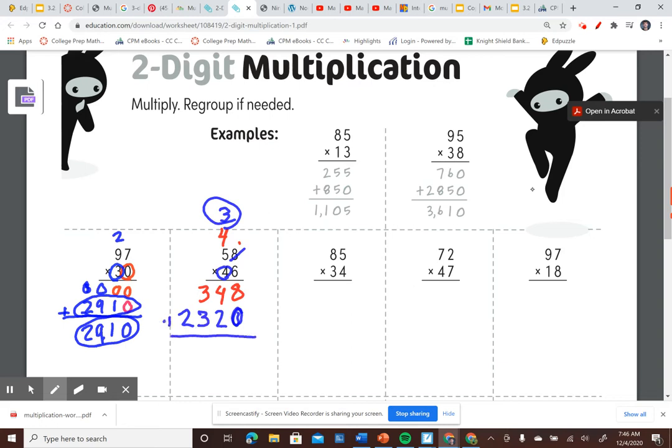In my final step, I need to add them together. So I'm going to do 8 plus 0 gives me 8. 4 plus 2 gives me 6. 3 plus 3 gives me 6. And then I just have my 2 here in my thousands place. So this would read as 2,668.